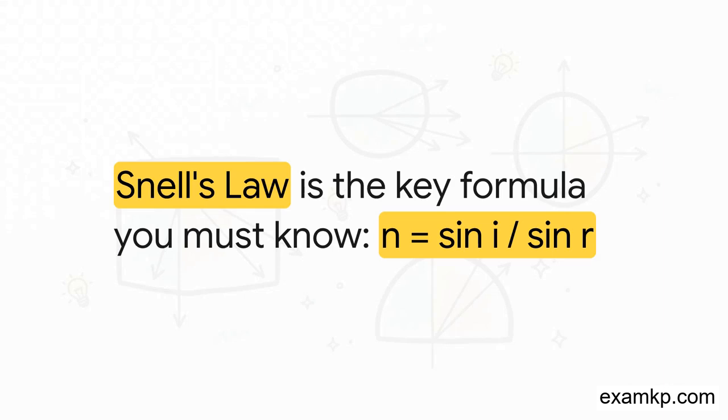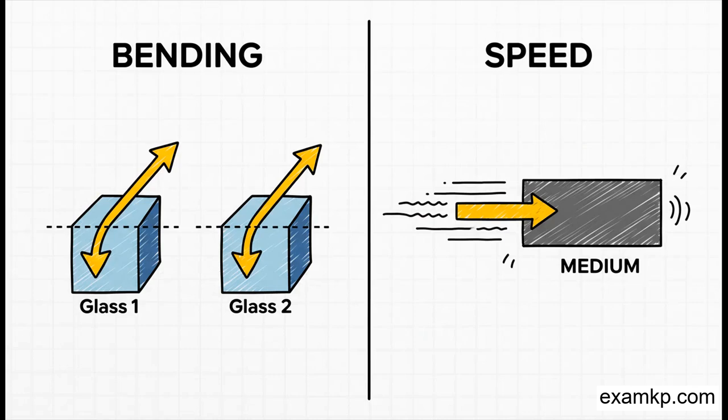So what exactly is this refractive index N? Well, it's just a number that tells us how much power a medium has to bend light. The bigger the N, the more the light bends. But here's a secret examiners love. N is also about speed. The refractive index is simply the speed of light in a vacuum divided by the speed of light in that substance. JAMB loves to ask questions using this version of the formula, so take note.